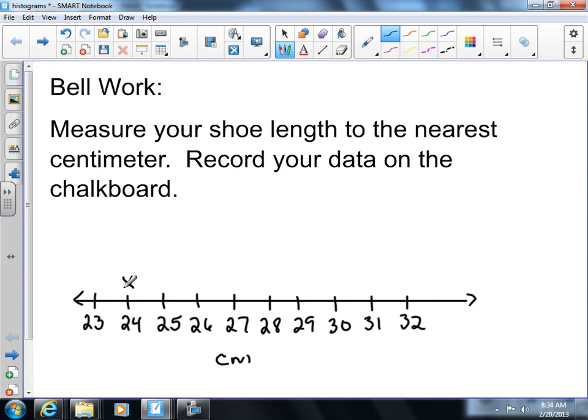So above 24, we have how many X's? Okay, do we have any 25s? How many 26s? Had 4 26s. How many 27s? And how many 28s? Any 29s? 30? 31?